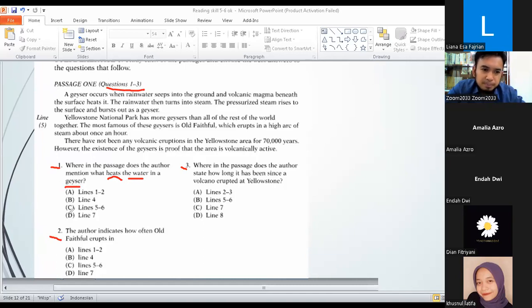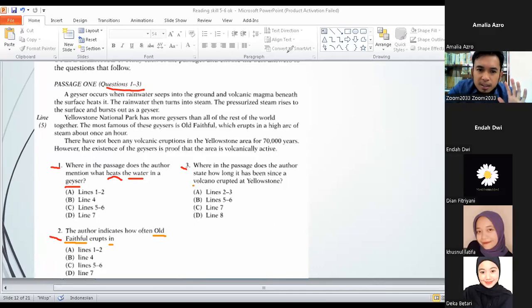So what about number 2? Number 2 is about how often the author indicates Old Faithful erupts. This is the keyword, Old Faithful. Yeah, and number 3, where does the author state how long it has been since the volcano erupted? Now we have the keyword volcano erupted in the Yellowstone.